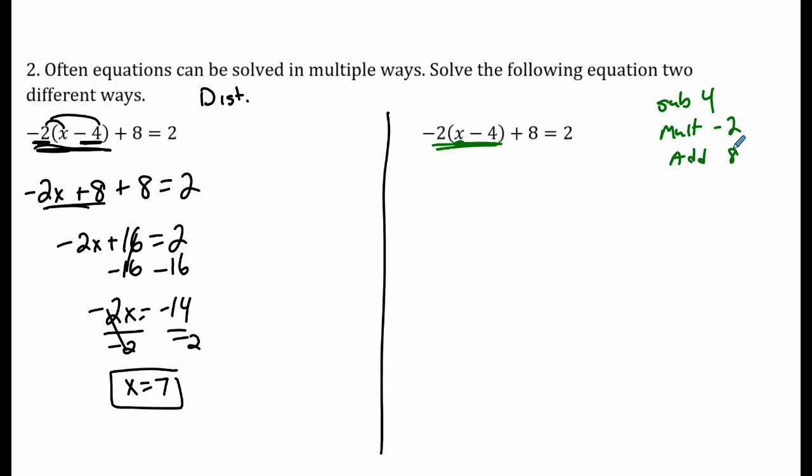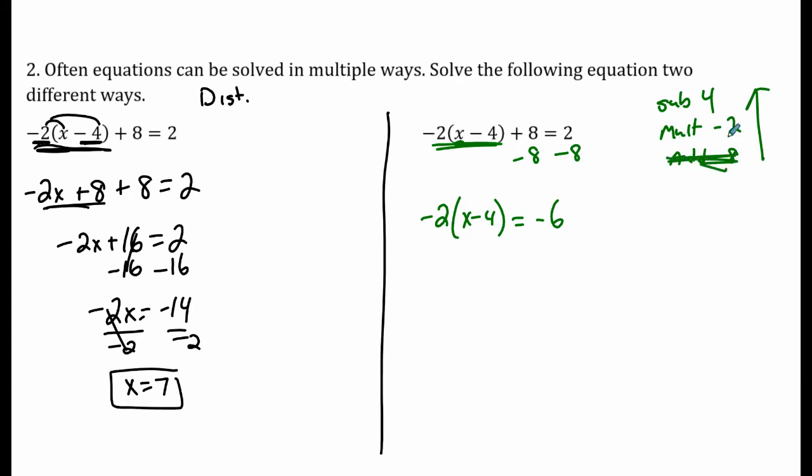So let's use inverse operations here, and hopefully we end up at x equals 7. Well, we have to work our way backwards. Let's undo adding 8 by subtracting 8. Negative 2 times (x minus 4) equals negative 6.